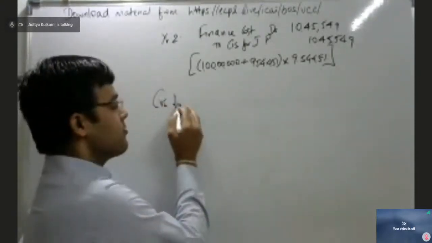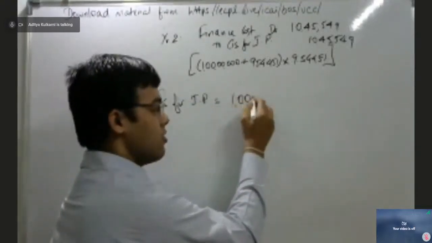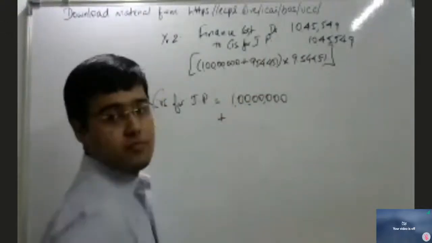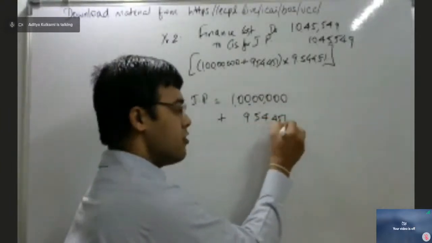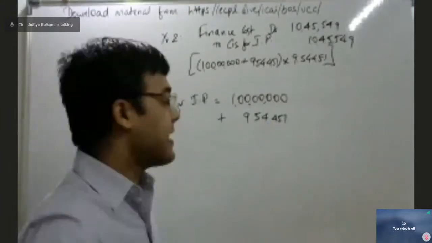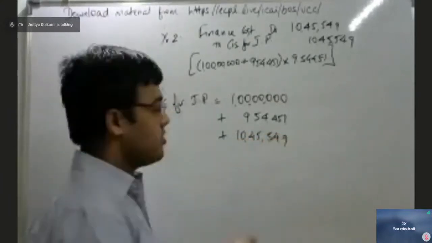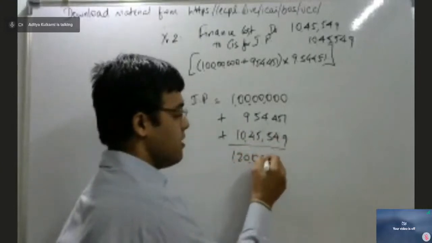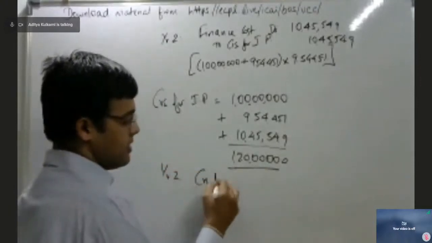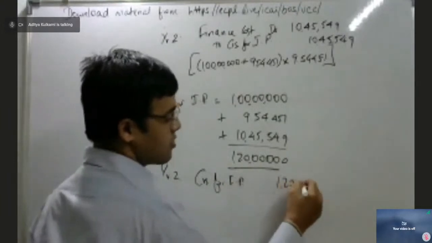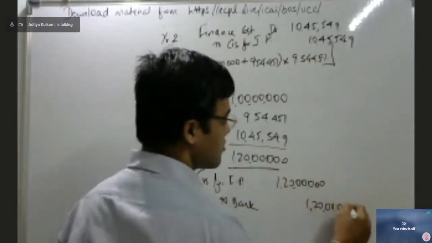You will get 10,45,549. Now my creditors for investment property will stand at 1 crore plus the first year's finance cost 9,54,451 plus the second year's finance cost, which is 10,45,549. So now my creditors for investment property will be 1 crore 20 lakhs. At the end of year 2, I will make the payment. Creditors for investment property 1 crore 20 lakhs to bank. Okay, 1 crore 20 lakhs to bank.